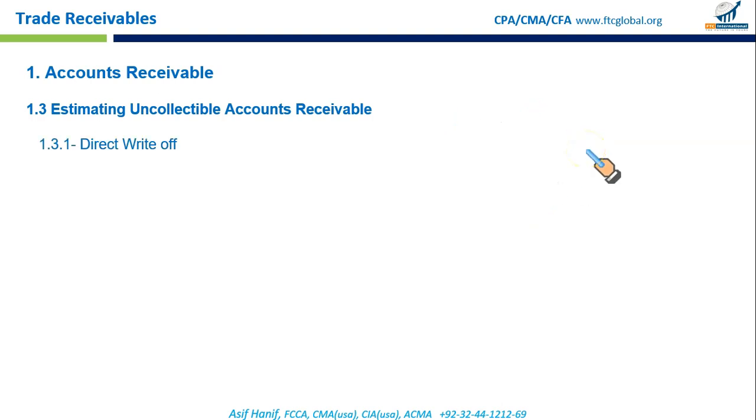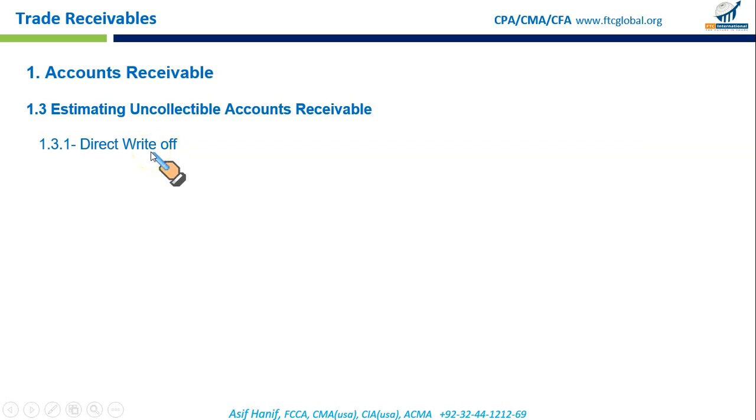So how do we bring about these uncollectible accounts, or the accounts which are not likely to be collected? There are two methods. One is the direct write-off, the other is the allowance method. Let us first discuss the direct write-off.